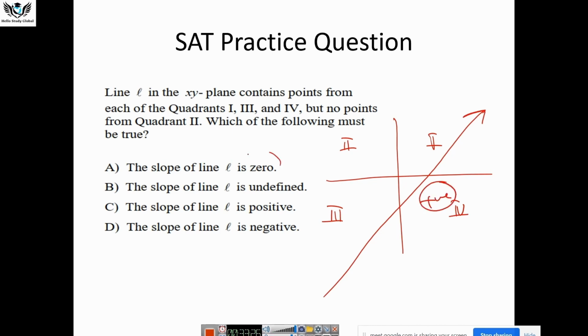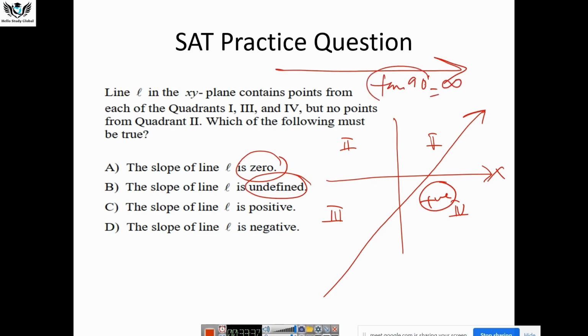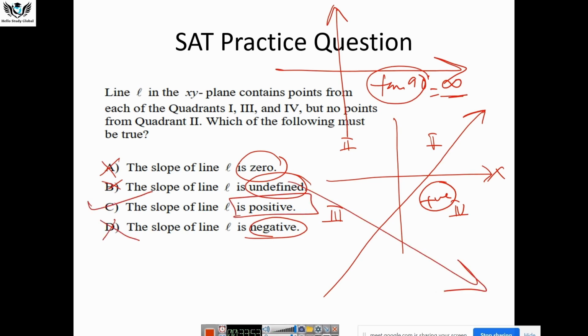Right? Slope cannot be 0 because for a line parallel to the x-axis, the slope is 0. It cannot be undefined, because tan 90 is undefined, and that is when the line is perpendicular to the x-axis; in that case the slope is undefined. So this is also not the case. Slope is negative? No, negative slope would be a downward going line. This is also not the right answer. Slope would be positive. C is the correct answer.